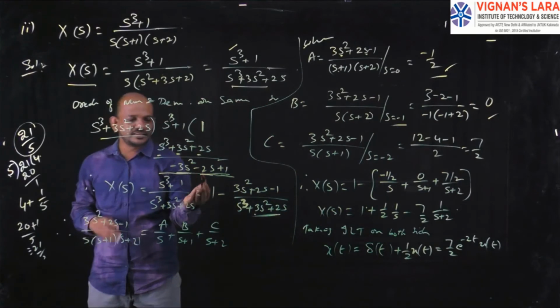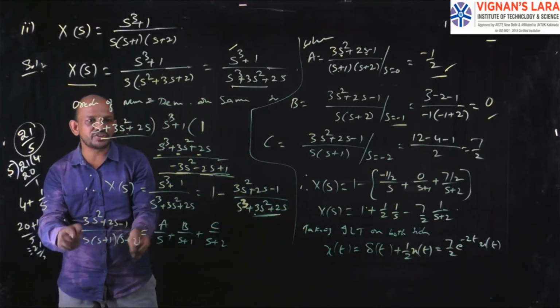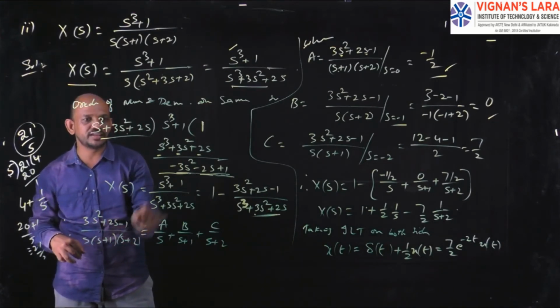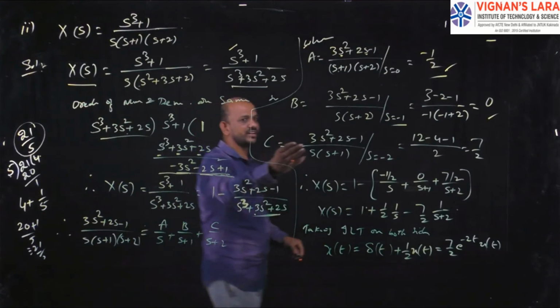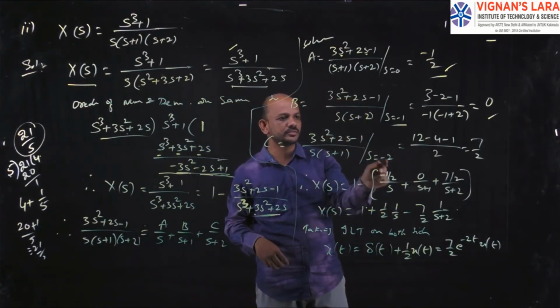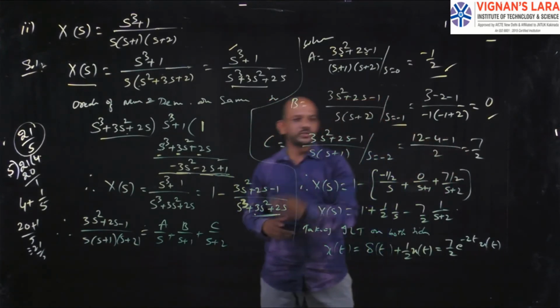How can I get the c? Simply c will be getting by multiplying s plus 2 to this equation. So s plus 2 gets cancelled and we have this one in there. I have substituted s equal to minus 2. So 3s square plus 2s minus 1 by s into s plus 1 where s equal to minus 2. Put this one 12 minus 4 minus 1 divided by 2.